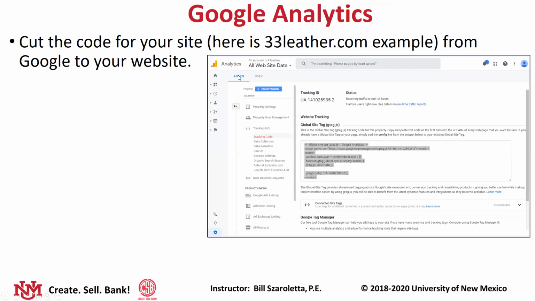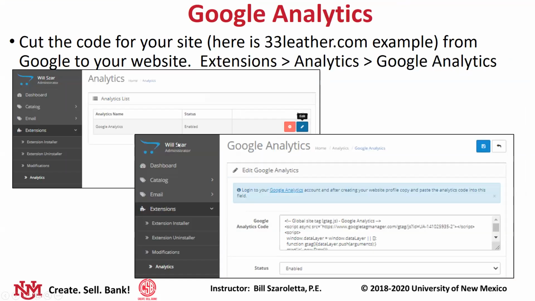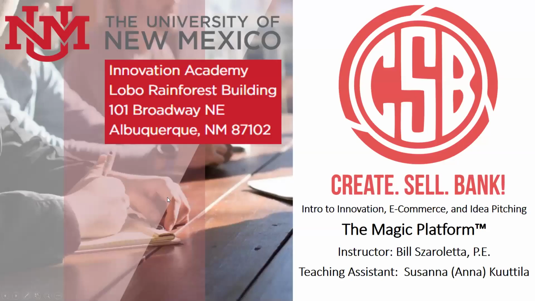So here's the code for 33leather.com. I grab that code, I head over to extensions, analytics, and I edit, and it says, give me the Google Analytics code. And you plug it in there, you make sure that it's enabled, and it is ready to go. So that is the module for the Magic Platform and how to use it. Thank you.